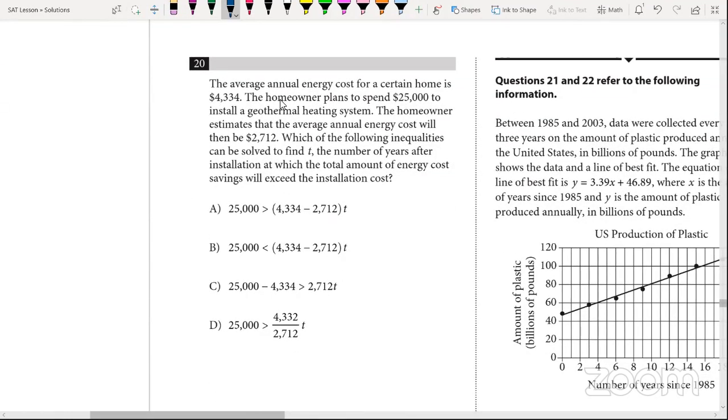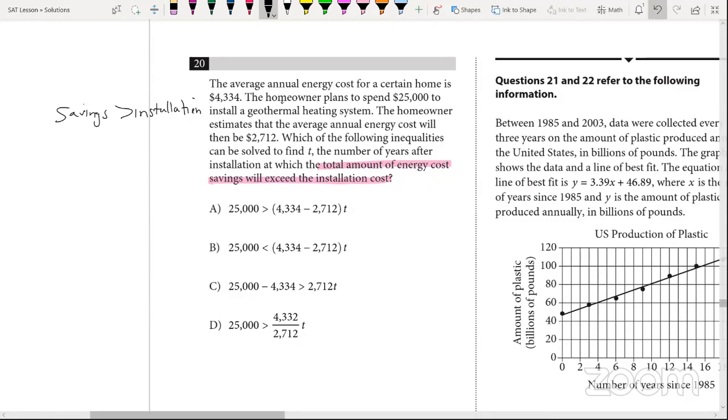Number 20 says, in terms of the main backbone of this problem, that we want the total energy cost savings to exceed the installation cost. And we're talking about the savings over years.